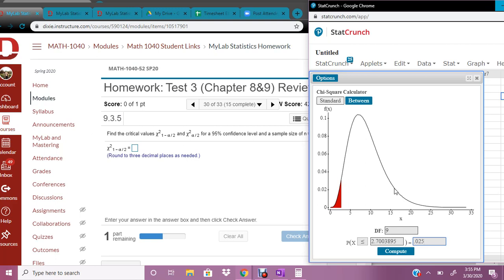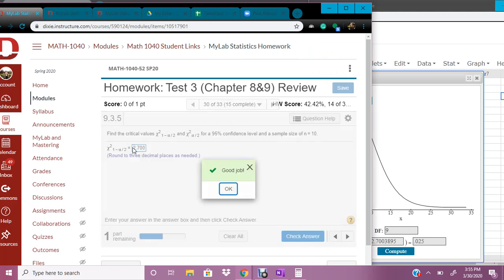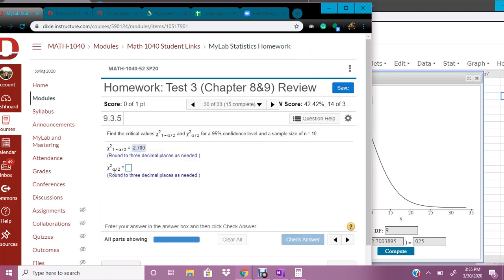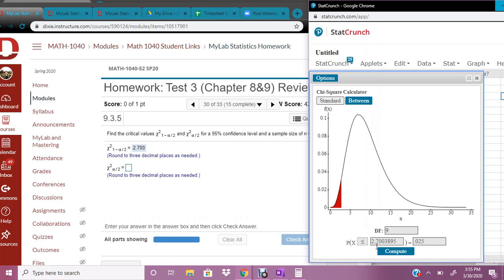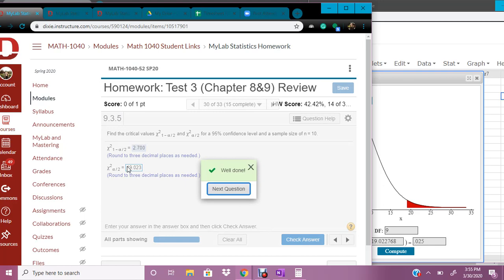So yeah, if there's a 1 minus, then that means to the left. And then this one is to the right. If you're ever in doubt with that, of where to put your sign, just plug it in both, and the lesser number will be the one that has the 1 minus in it. And so that's how you do critical values.